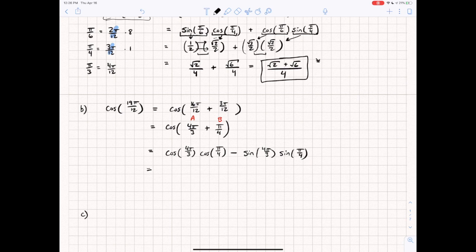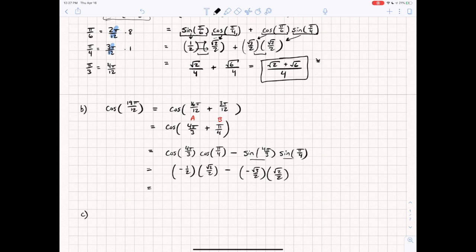Cosine, again, is the x-coordinate. So the x-coordinate at 4 pi over 3 is going to be negative 1/2. Cosine of pi over 4 is root 2 over 2, minus sine of 4 pi over 3, which is negative radical 3 over 2. It's the y-coordinate. And sine of pi over 4, which is positive root 2 over 2, the y-coordinate there.